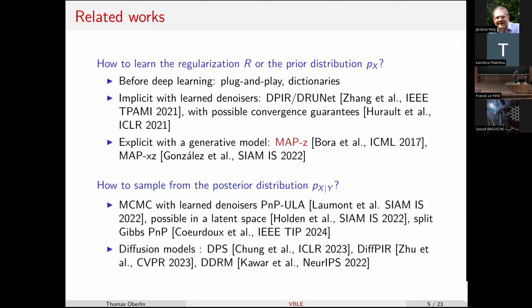And then, how can we use machine learning in a posterior sampling framework? There are mainly two ways of doing this. There is a lot of work on MCMC with learned denoisers. And there is also all the literature about diffusion models. There are a lot of different methods that use diffusion models as priors in a posterior sampling framework.